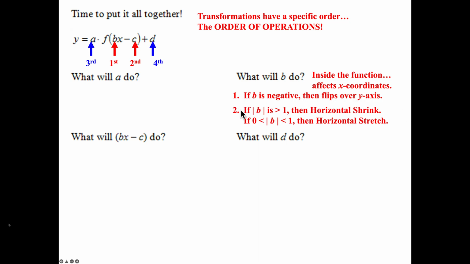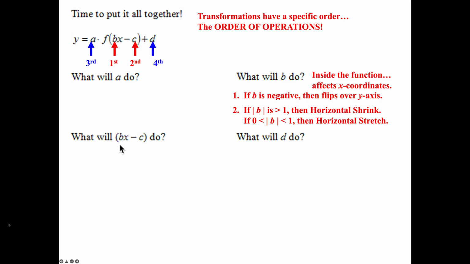And second, we had the horizontal shrinking and stretching. So by definition, we're going to say if the absolute value of b, which means we're removing the negative sign because we've already discussed that transformation up here, is greater than 1, you have a horizontal shrink by the factor of this absolute value of b. And if your absolute value of b is somewhere between 0 and 1, you have a horizontal stretch.